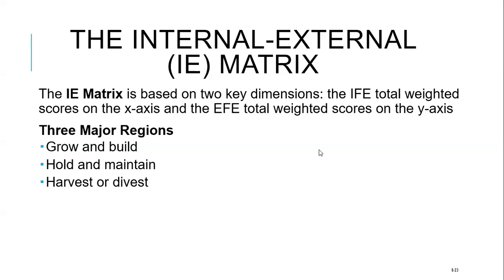And based on these weighted average scores, you get to plot it on a Cartesian plane. Which means that the plotting on the Cartesian plane is determined by the total weighted average score for the internal factor evaluation matrix against that of the external factor evaluation matrix. And that will help you know the sort of quadrant you are falling within.